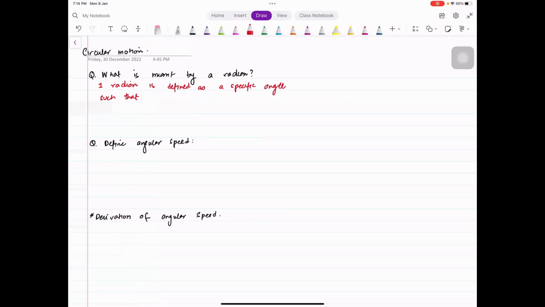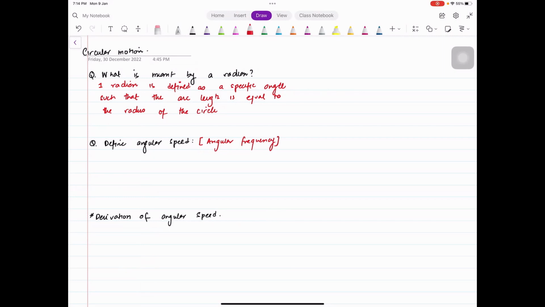Anyway, so 1 radian is defined as a specific angle such that the arc length is equal to the radius of the circle. So this is the definition. This definition will be there all the time. You should remember that. The next thing is angular speed, which we also call angular frequency.